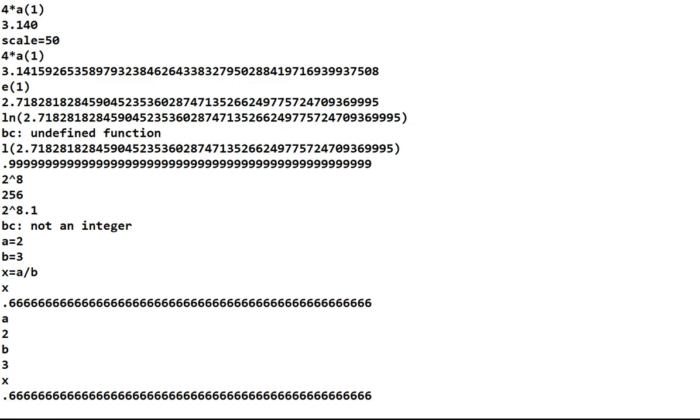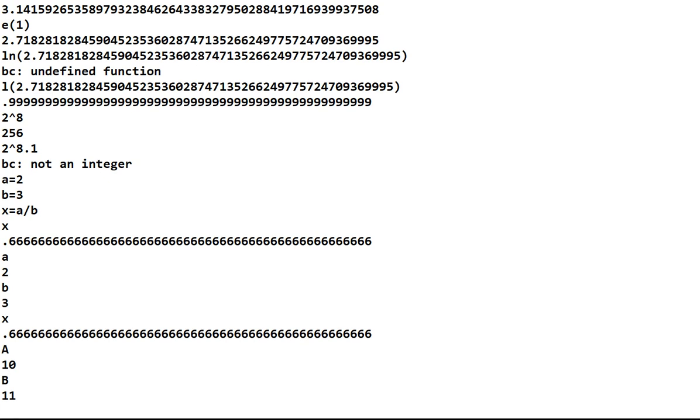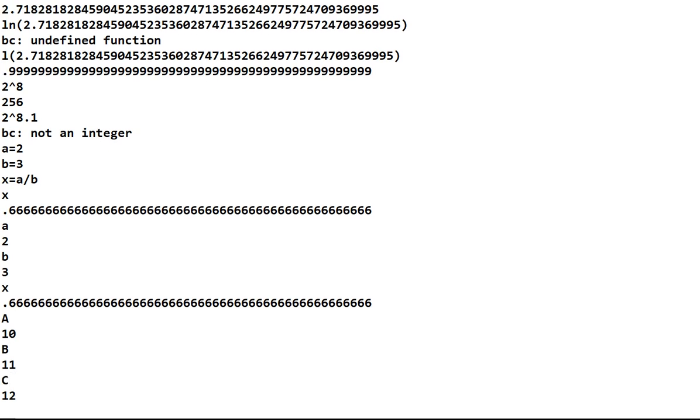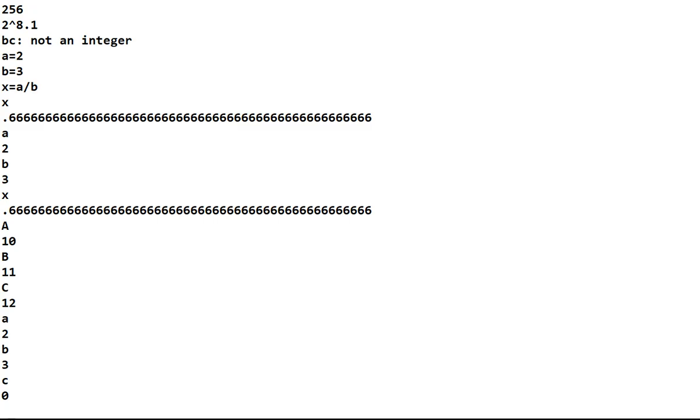In the classic version of BC, you got 256 variables, one for each ASCII byte. But realistically, you could use a through z for 26 of them, and then uppercase A through Z. If we type in uppercase A, it says 10, B is 11, C is 12, a is still 2, b is 3, c is 0. So why is A 10? You might wonder.